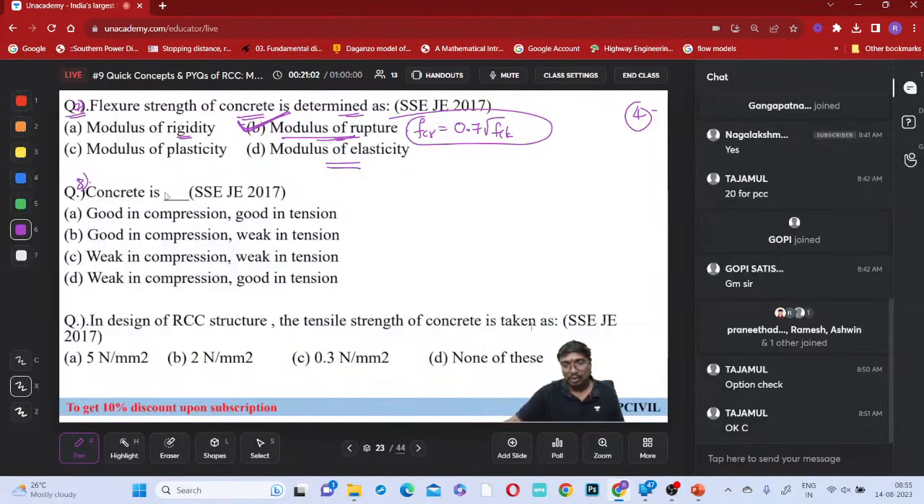Concrete, if you just observe, is good in compression and weak in tension, right? Because it is weak in tension, what are we doing? We are improving its tensile strength with the help of reinforcement. Which one is correct now? Option B will be the correct answer. So this is question number 9.